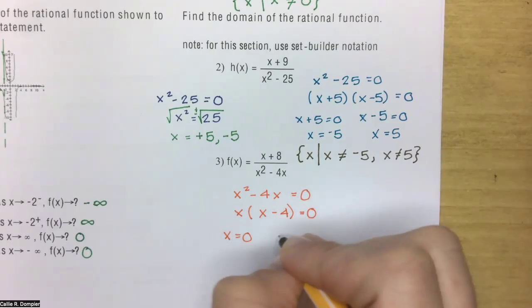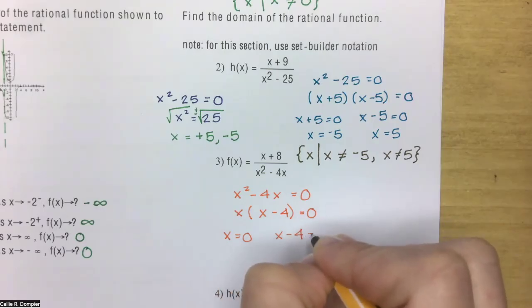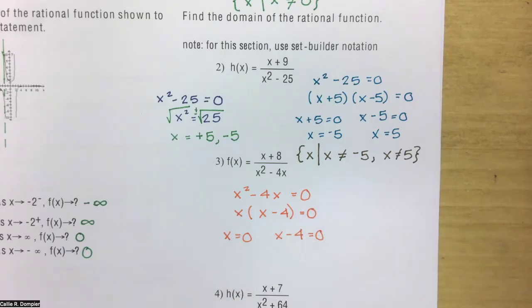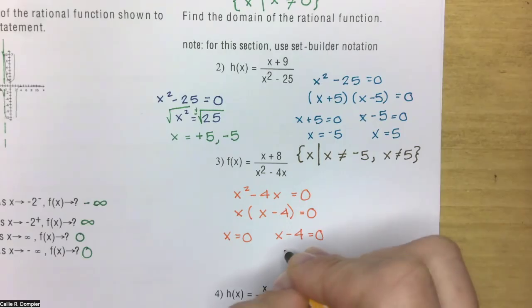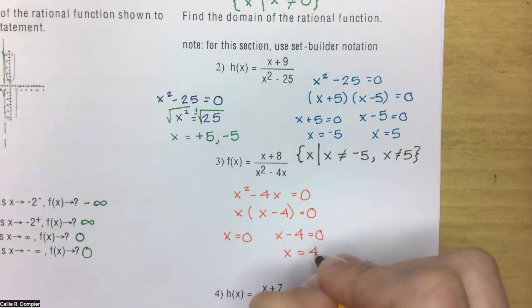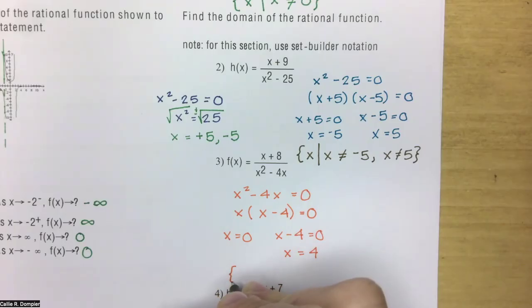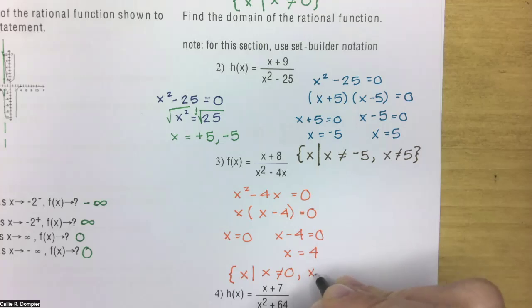x equals 0. x minus 4 equals 0. Here, x is just equal to 0. Here, we add 4 to both sides, and x equals positive 4. So we're going to write it as x such that x is all real numbers except it cannot be 0, and it cannot be positive 4. Good. That's the domain of the rational function.